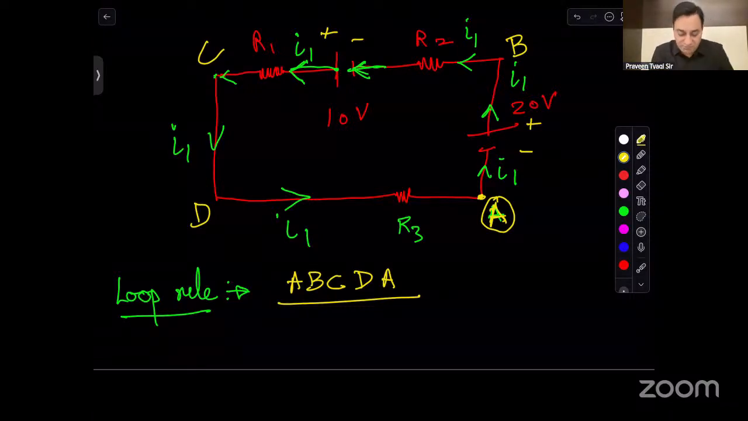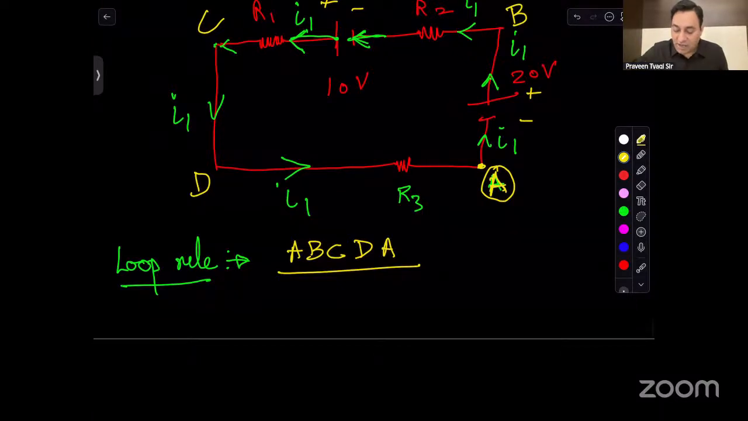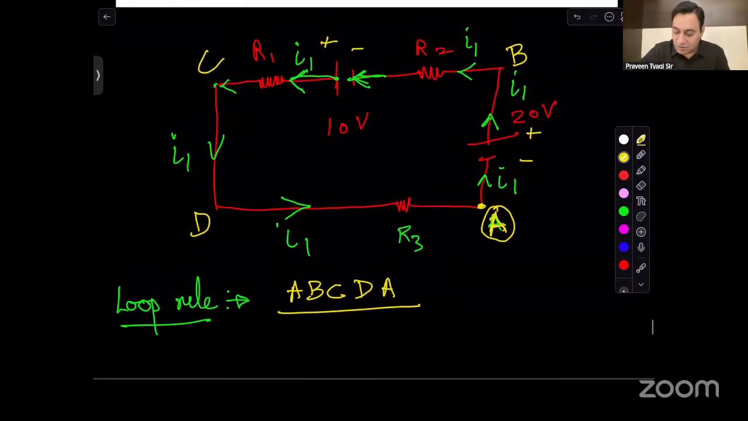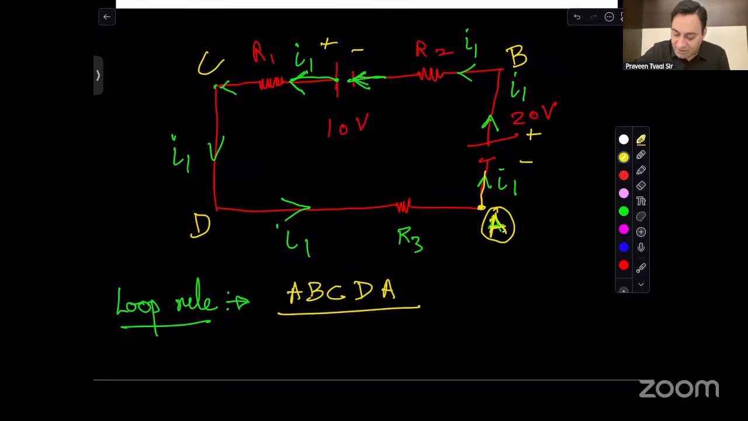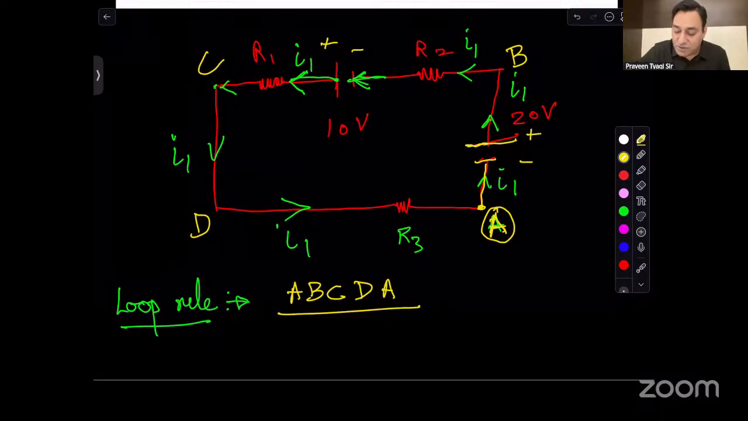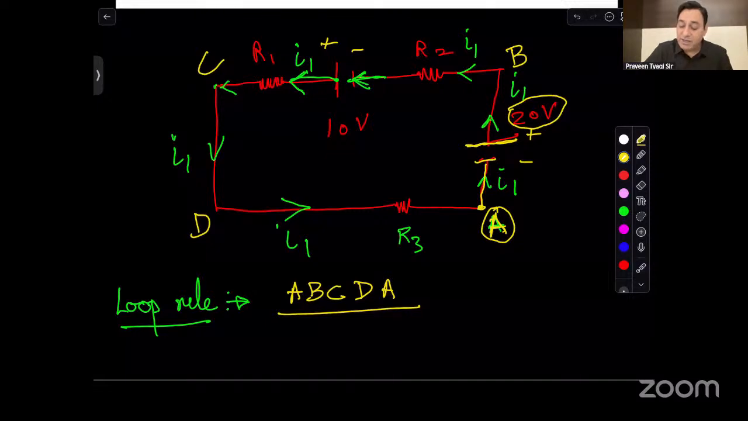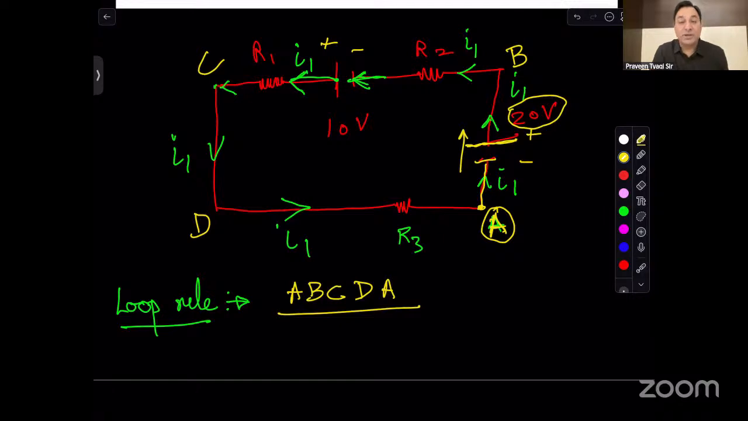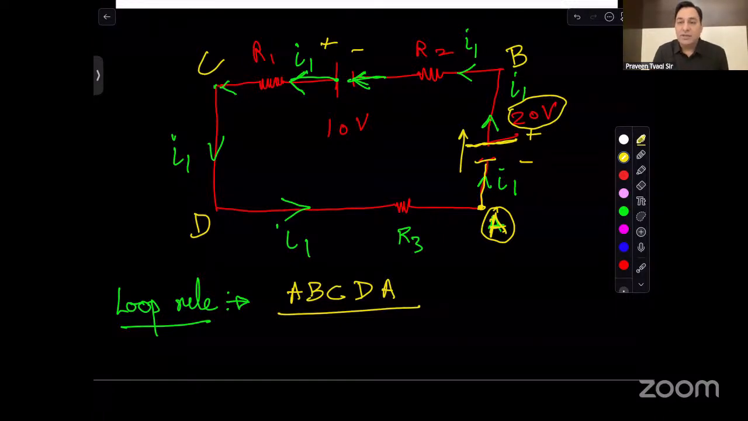Now, let's write. The convention that we use is potential rise, we are taking positive. So tell me, when I started going from A and I am traveling like this, I went from the negative terminal of the battery to the positive terminal of the battery. And the potential difference between these two terminals is 20 volt. That is given to me. Now, can anyone tell me, should I write plus 20 or minus 20 when I am going in this direction through the battery? Plus 20. Because potential increased, we went from minus to plus.